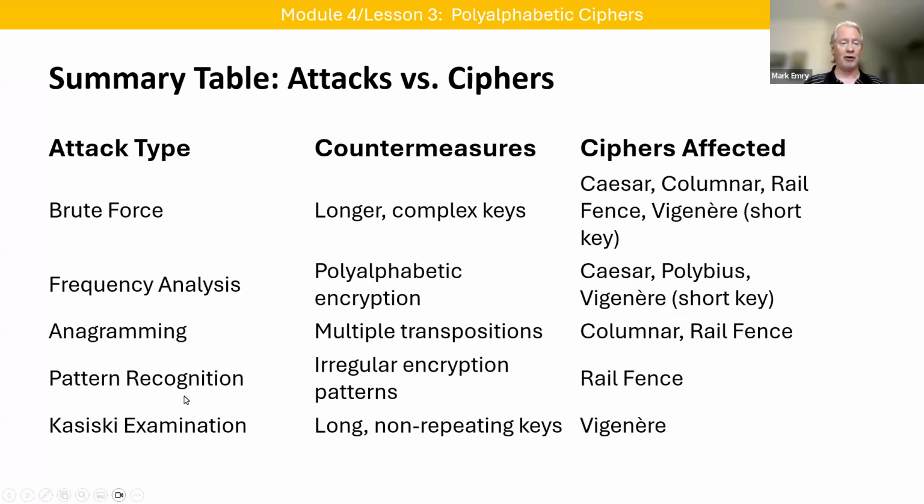So you can see the summary here of each attack type. I won't repeat them. Give some time to look at the summary table, the countermeasures, and what ciphers each of those attack types work on.